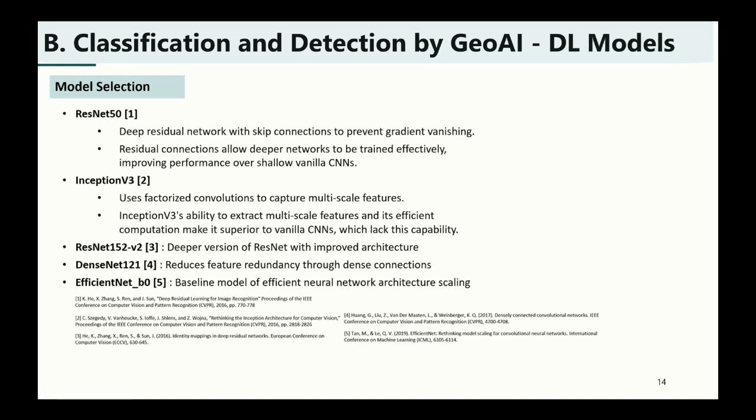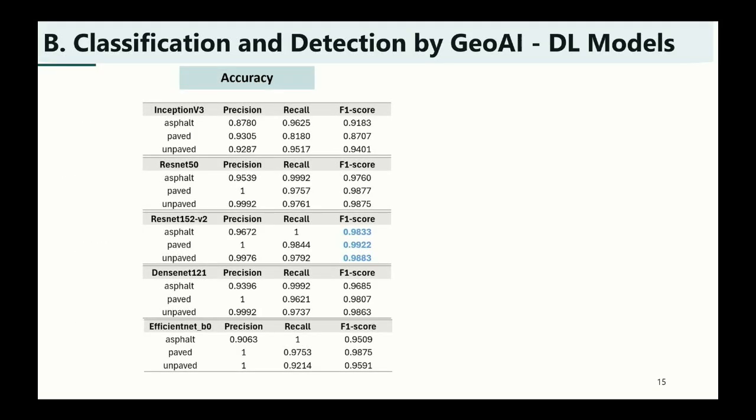Then we applied several types of deep learning model, like ResNet 50 and Inception, and so on. We compared them to see the result of the accuracy, and we found that ResNet 152 is the best among them. But anyway, we may use any other method for this geoanalytics or GeoAI. This is only an example that we applied.